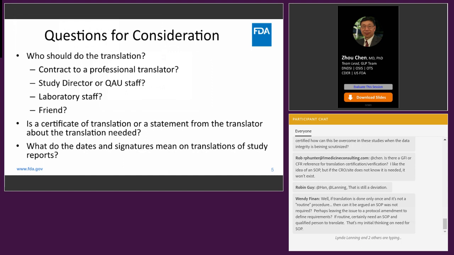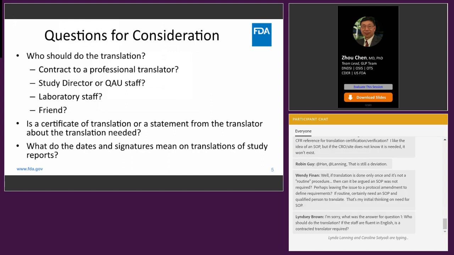Okay, and the next one is what do the dates and the signatures mean on the translated study report? Same thing. I think the translated report should be a true representation of the original study report. So the original study director's name should be typed here, and the date on the translated study report should be the original study finalization date, not the translation date. This is my consideration.